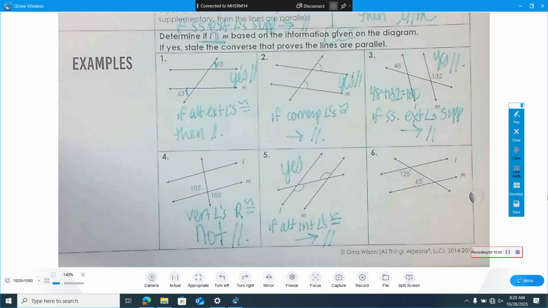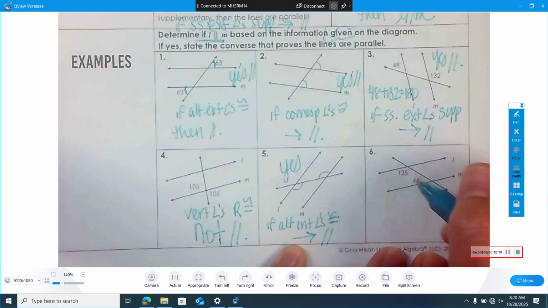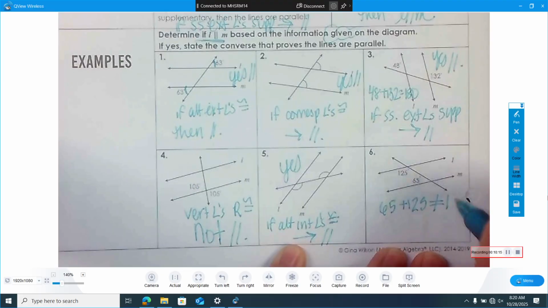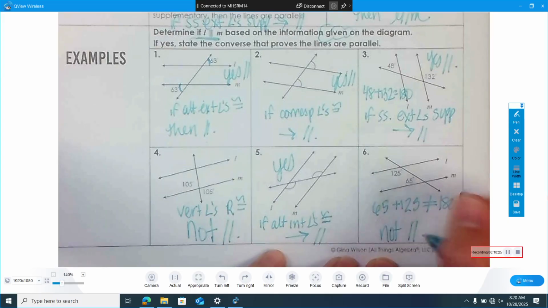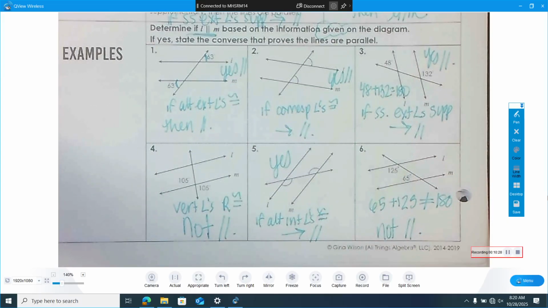And what about number 6? Wait, it doesn't equal 180. So these are same side interior. 65 plus 125 does not equal 180 degrees, right? It's convincing that it does, but it's 190 though. So these are not parallel lines. We do have to be a little bit careful, making sure things add to what they're supposed to. 190 is certainly not the same as 180, but they're close enough that you could maybe convince yourself.